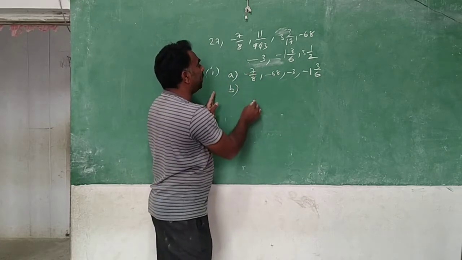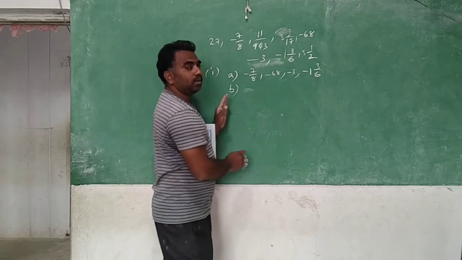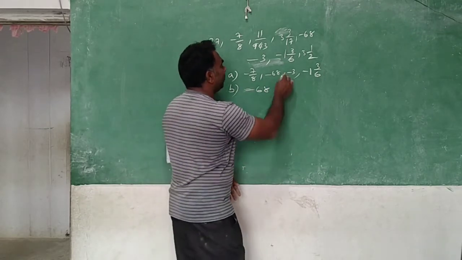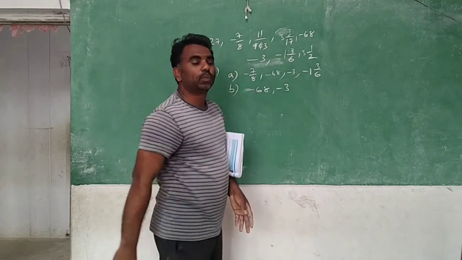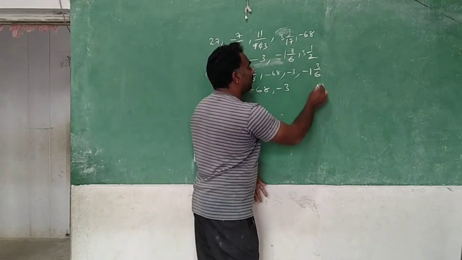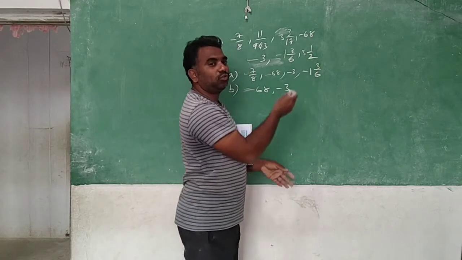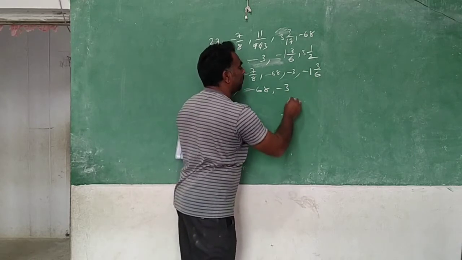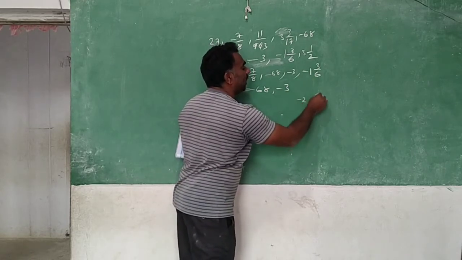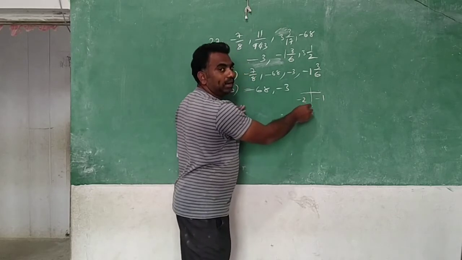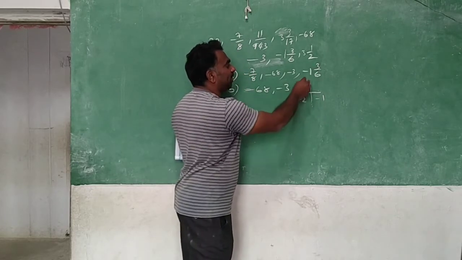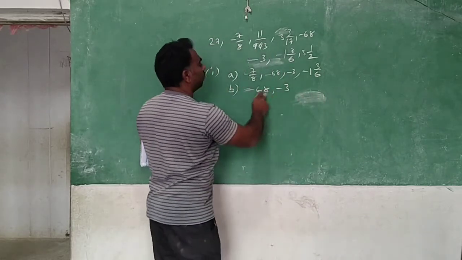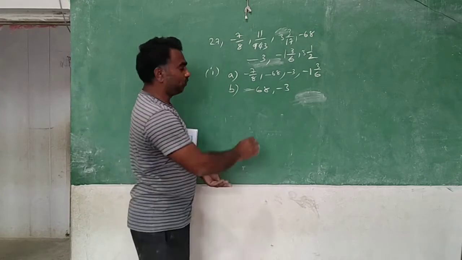So that's why, what do you write? Minus 7 by 8 will not come. Minus 6 by 8 will be left of 2. Minus 3 is also left of minus 2. Minus 1 3 by 6 is between minus 1 and minus 2, but not left of minus 2. Left side I want, so it is not on the left side, it is the right side. So here only these two numbers are left of minus 2.